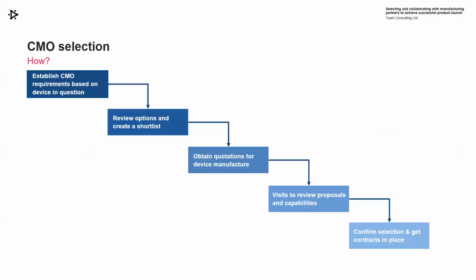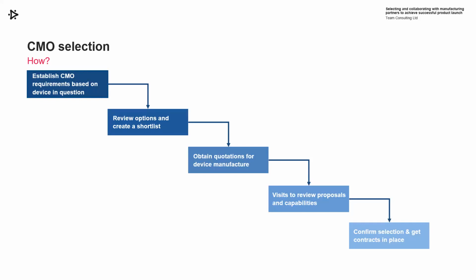A little thought on the process. This is certainly how we've seen it happen in the past. So think about your requirements for your manufacturing partner based on the device in question. Once you have those, you can review options based on industry knowledge, get a short list together of companies you feel may be appropriate, and then obtain quotations for device manufacturing.